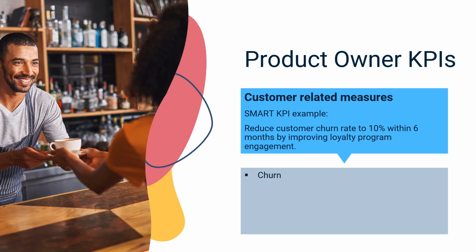Other customer experience KPIs include customer satisfaction, or CSAT, which measures whether the product meets user expectations, usually through surveys. A Net Promoter Score, or NPS, assesses the likelihood that customers recommend a product to others. Retention rate tracks the percentage of users who continue using the product over a specific period of time.